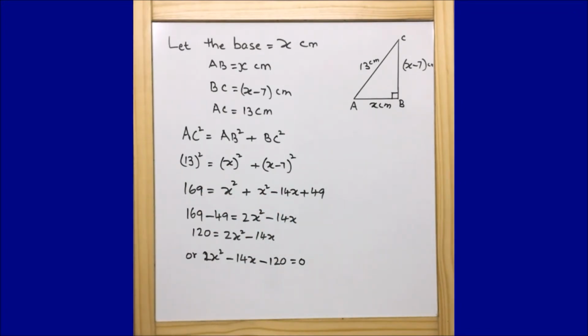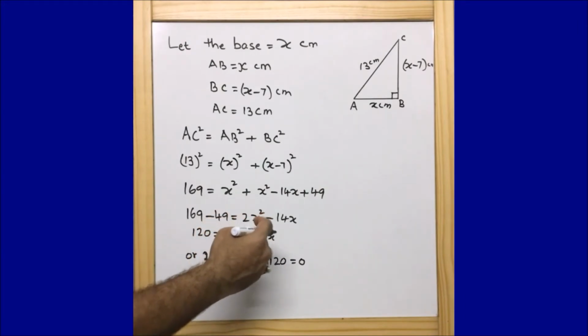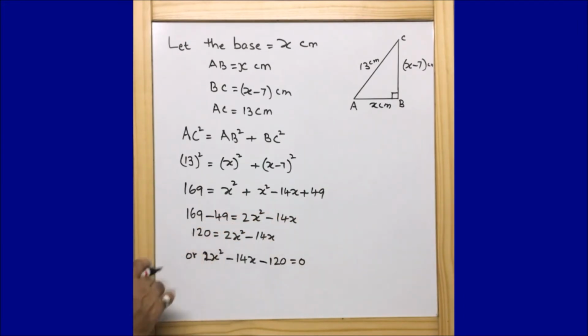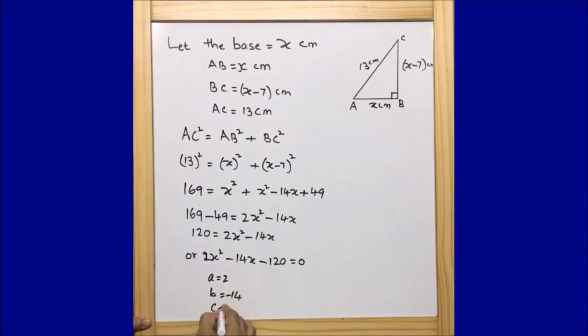Okay, now here it is 2x square minus 14x minus 120 is equal to 0. Now let us see what we can do here. This is of the form of the quadratic equation ax square plus bx plus c is equal to 0. Okay, now we can take a is equal to 2, b is equal to minus 14 and c is equal to minus 120. Okay, so guys, we are going to factorize this one.